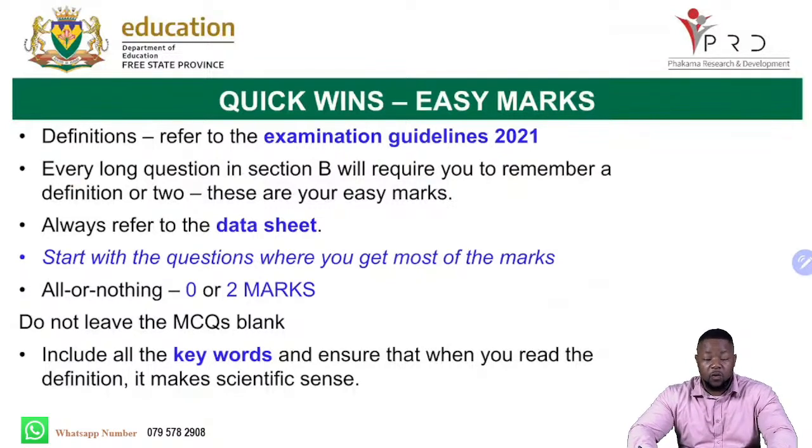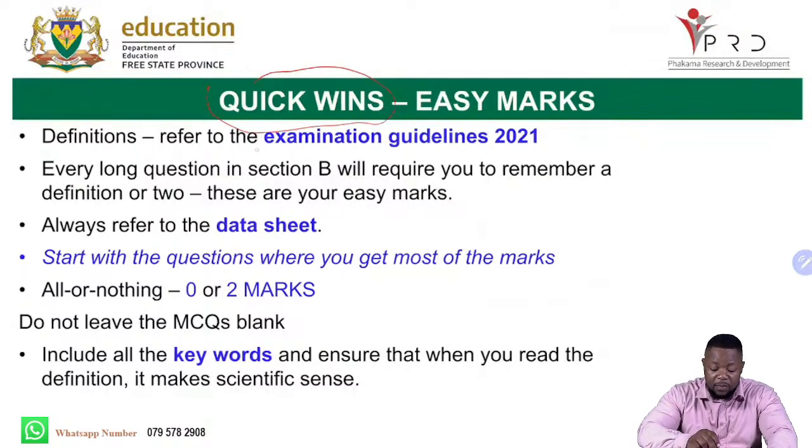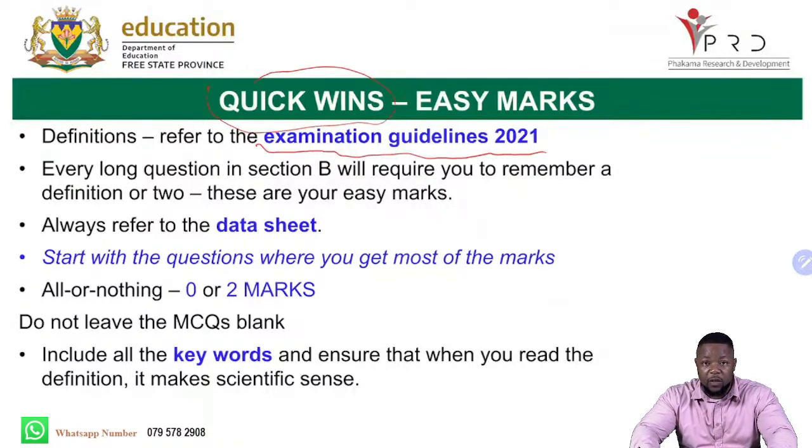Now, let's look at what you can easily get as you write your examination. We are looking at the quick wins. Those are the marks that you can easily get as you write your examination. We want to refer you to the Examination Guideline 2021. While preparing for examination, it is very wise to refer to the Examination Guideline 2021, which is going to tell you exactly how your examination is going to look.